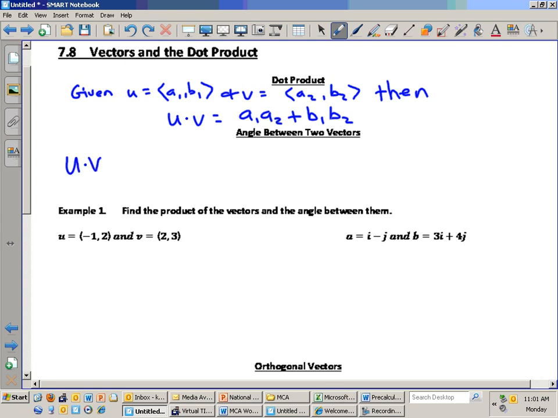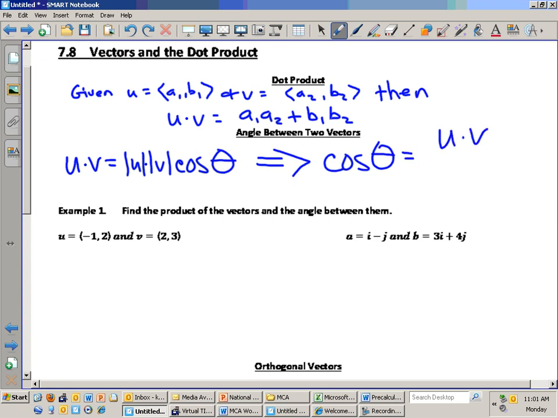If you want to see a proof of this, you can check your book. U times V is equal to the magnitude of U times magnitude of V times cosine of theta, which is the same thing as cosine of theta equals U times V over magnitude of U times the magnitude of V.